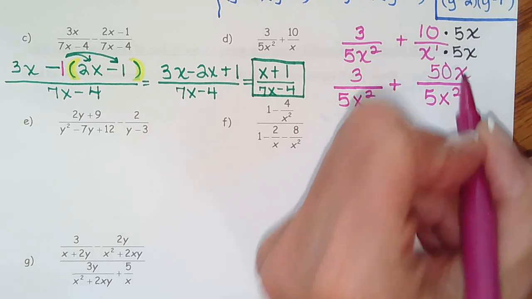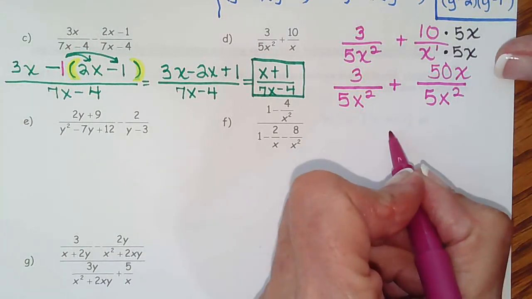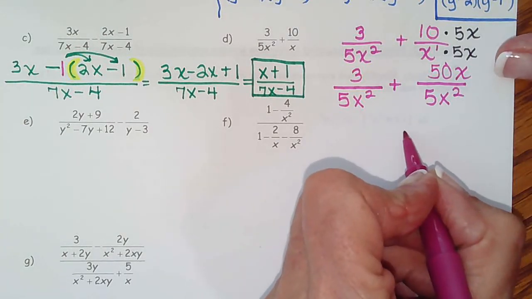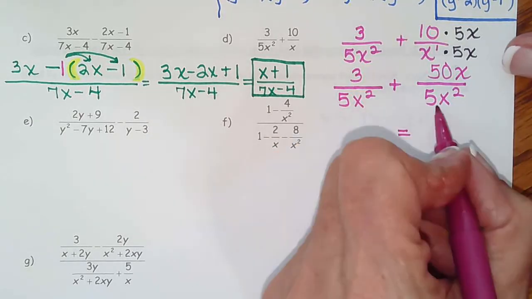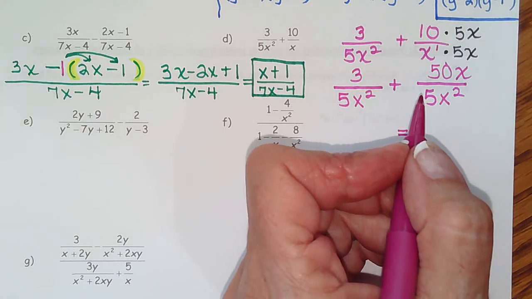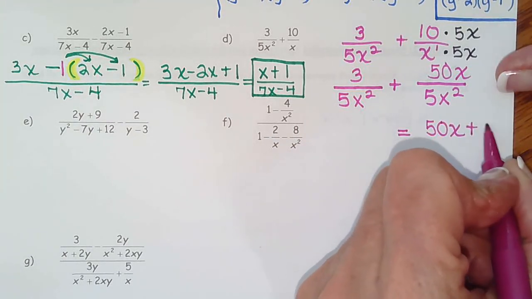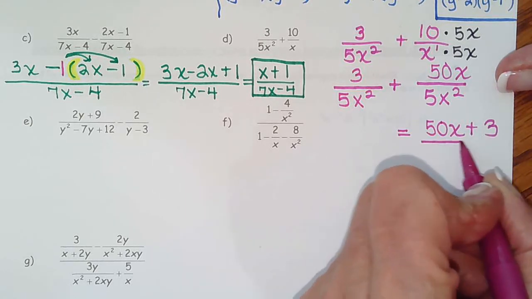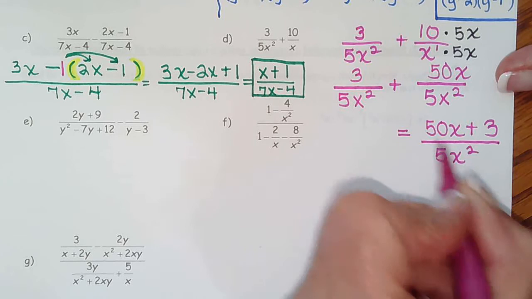And this is another one that's very highly missed. I put it on the test to be a nice, easy one, and a lot of students miss it. So what's my final answer? I put all this over the common denominator. So I'm going to put it in the correct order. So 50x plus 3 all over the common denominator 5x squared.